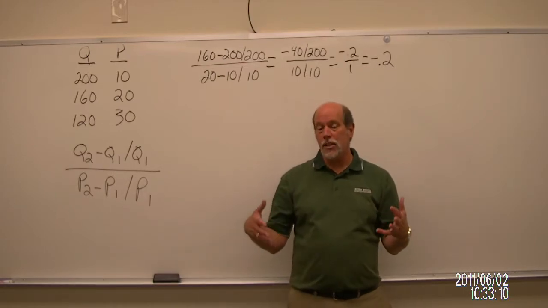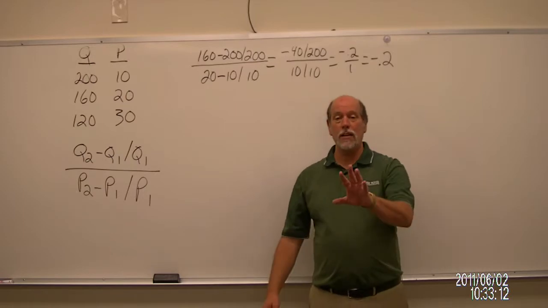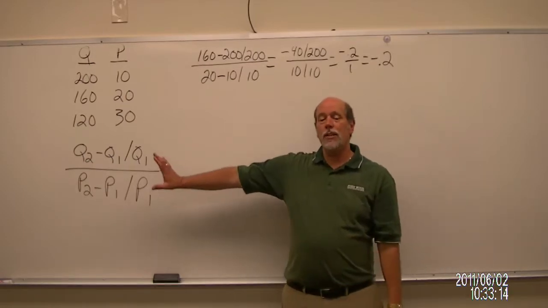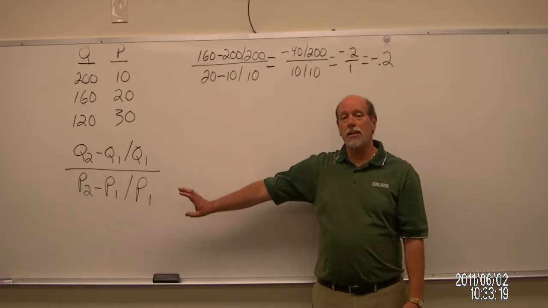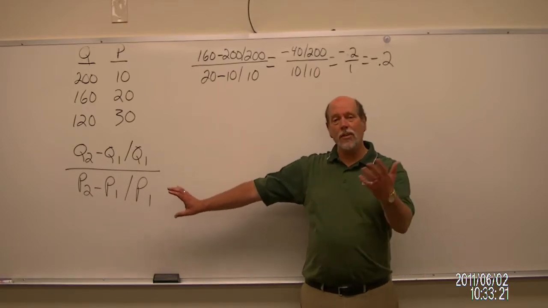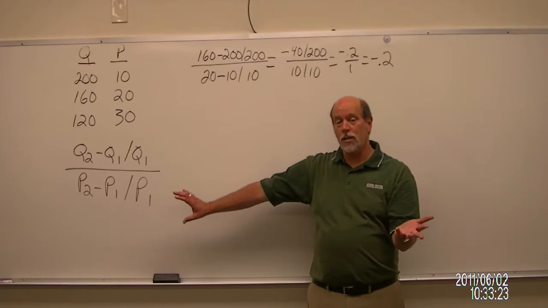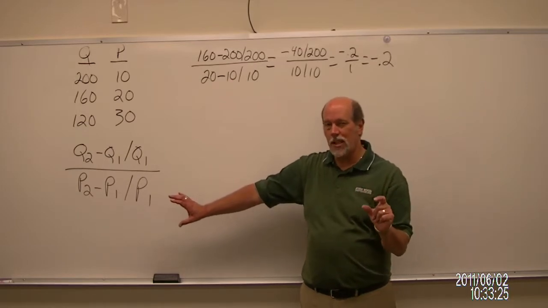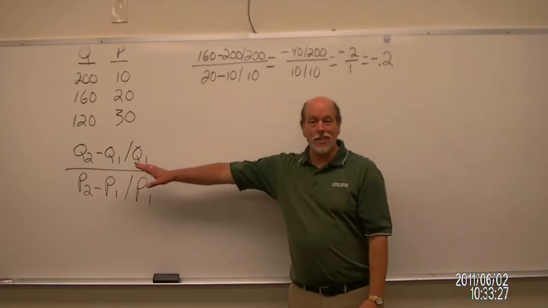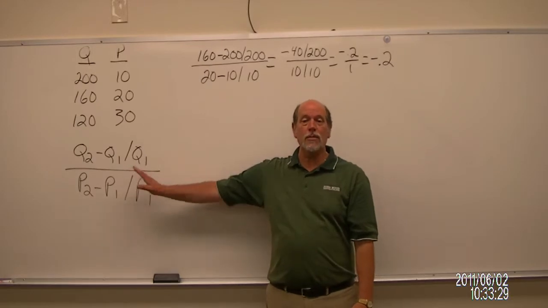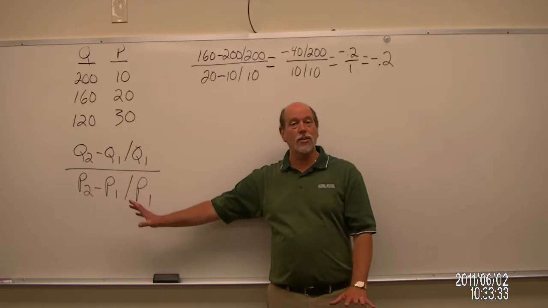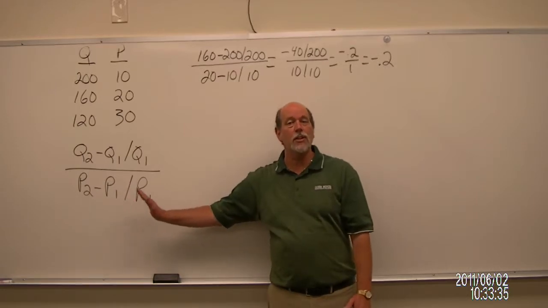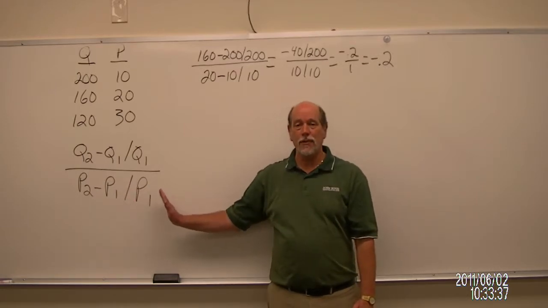In a little easier format, our authors gave you this clue. You can see that what we're going to do is work with quantity figures on the top, price figures on the bottom. So to calculate a change in quantity demanded, very specifically a percentage change, we're going to take the second quantity figure minus the first one, divided by the first quantity figure. On the bottom, we're going to work with the price figures the same way. We're going to take the second price figure minus the first one, divided by the first one.